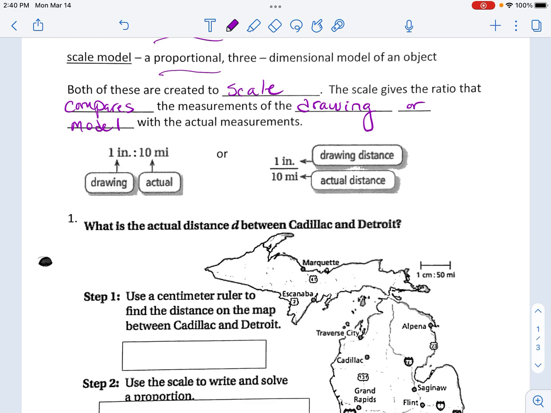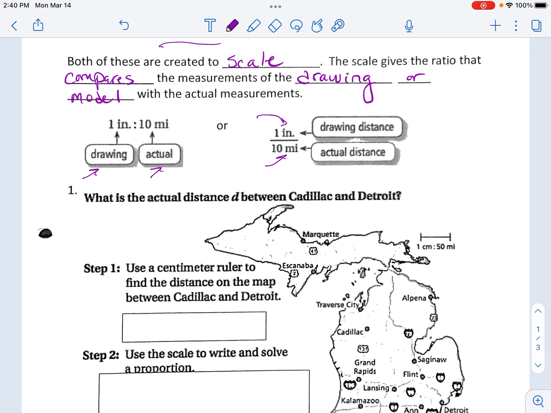Here is an example. 1 inch on a drawing to 10 miles actual. Can also be written over here, 1 inch in a drawing, 10 miles actual. So 1 inch on a map is actually 10 miles in real actual distance.